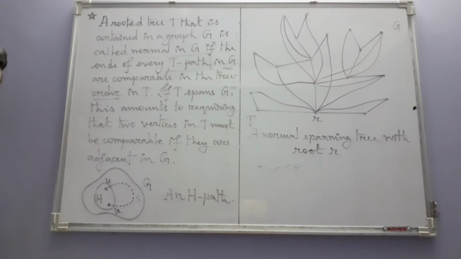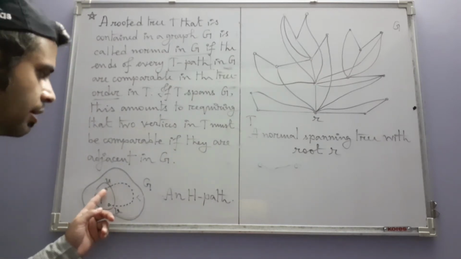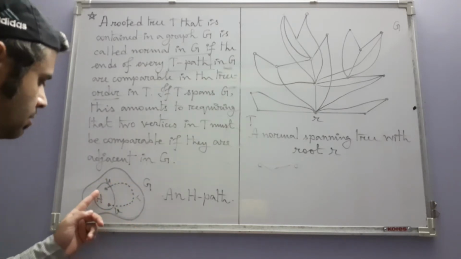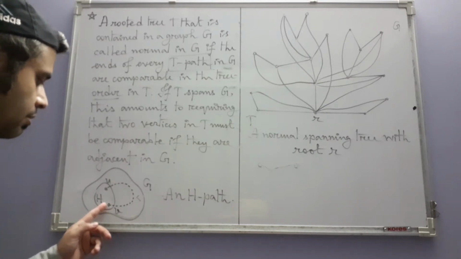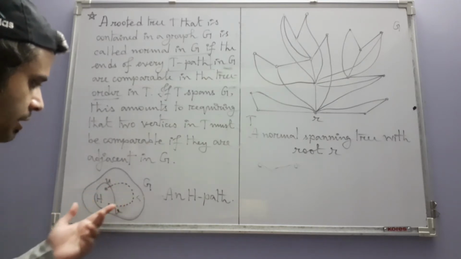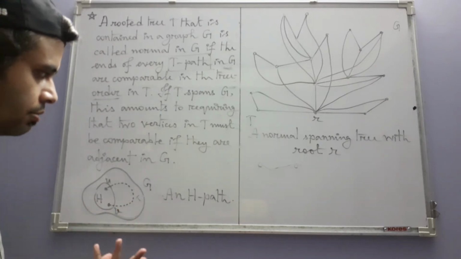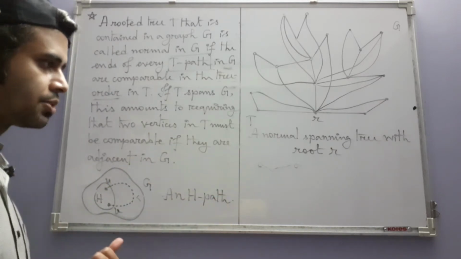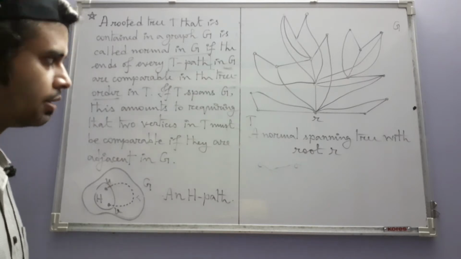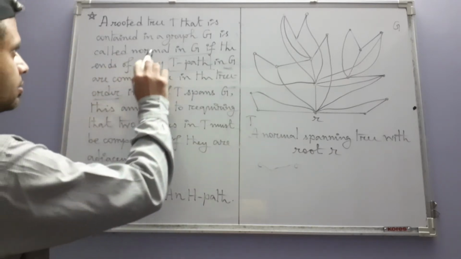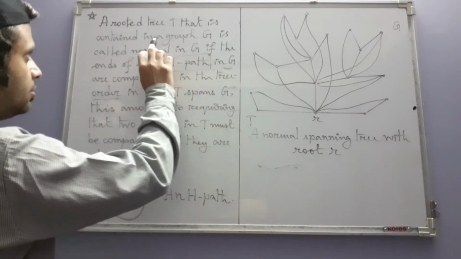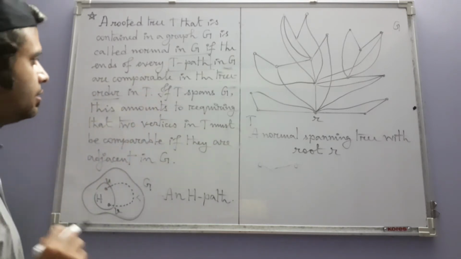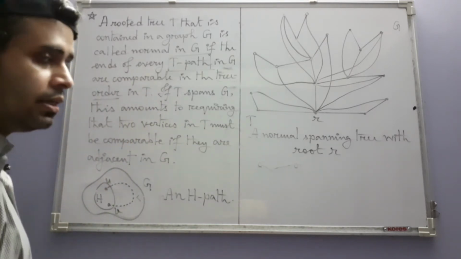in G. An H path is a path that starts somewhere in H, leaves H completely immediately, and then again comes back somewhere in H. So such a path is called an H path. So that's why a T path is not a path in T, but a path that leaves and comes back to T. Okay. So what we are saying here is that the tree T in a graph G is called normal in G if the ends of every T path in G are comparable in the tree order in T.